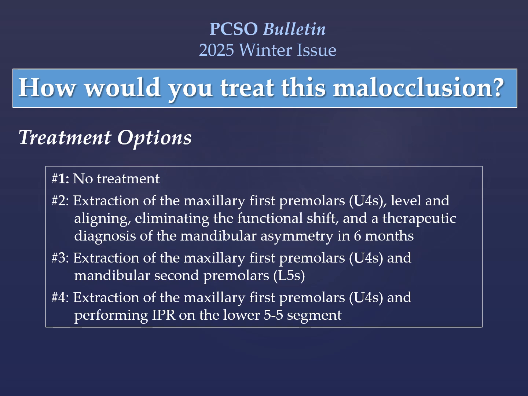So ultimately, the patient and the patient's family did choose the second treatment option of extracting the maxillary first premolars, leveling and aligning, eliminating the functional shift, and then doing another therapeutic diagnosis of the asymmetry in about 6 months.